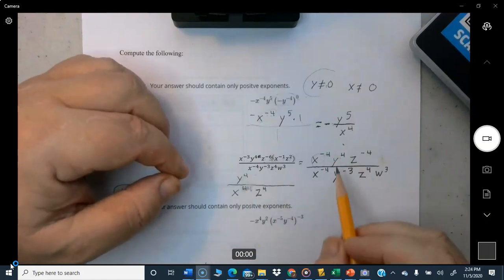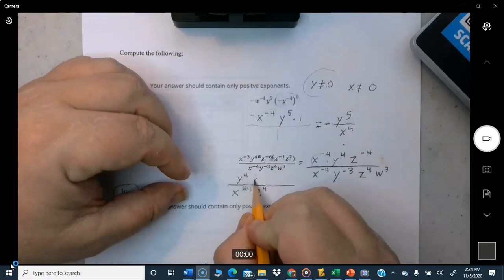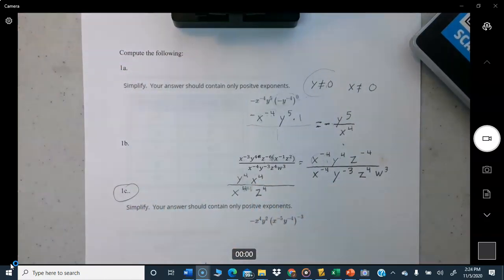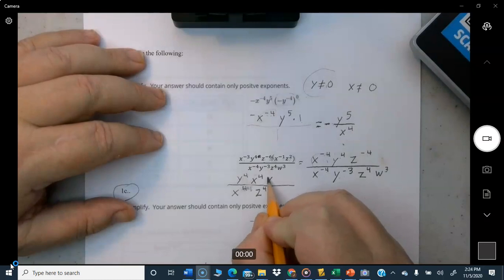So we've taken care of everything up here. Now down here, x to the negative fourth goes up to the top and becomes x to the fourth. You just flip it. If it's on the bottom, it goes on the top. If it's on the top, it goes on the bottom. And it becomes positive. Y to the negative 3 comes up here and becomes y to the third.